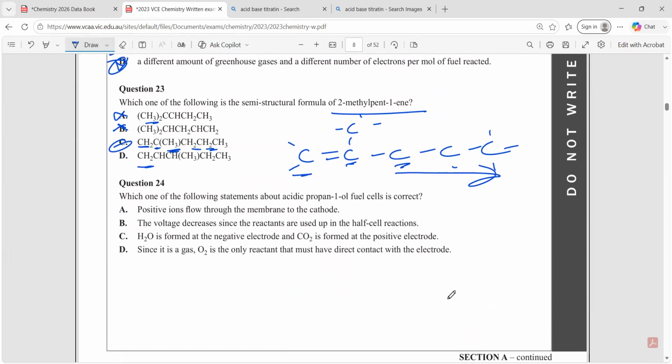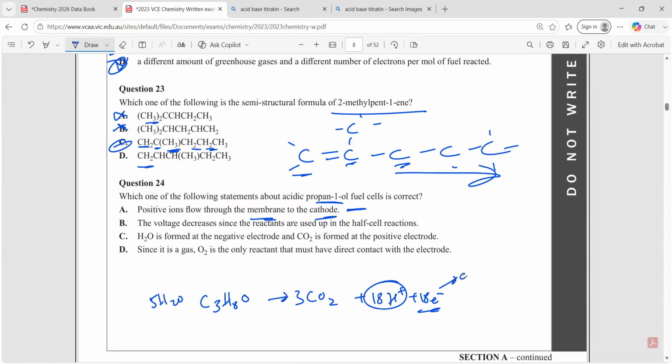Propane fuel cells is correct. Positive ions flow through the membrane to the cathode. That is true. Okay, so when C3H8O oxidizes, it produces CO2, 10, 18. So 18 H pluses and then 18 electrons, right? So those 18 H pluses will go towards the cathode to neutralize the cathode because the electrons are also going to the cathode and making the cathode extremely negatively charged.